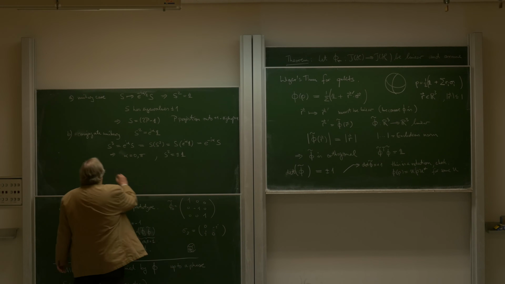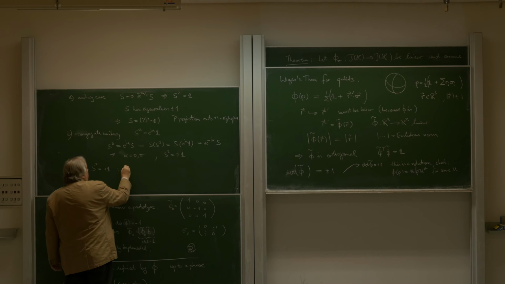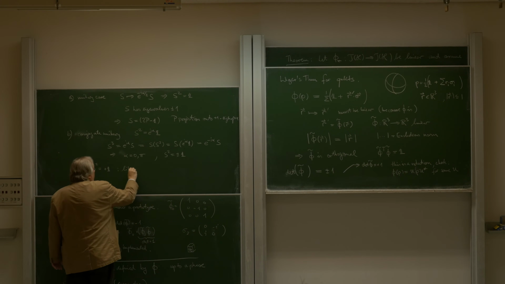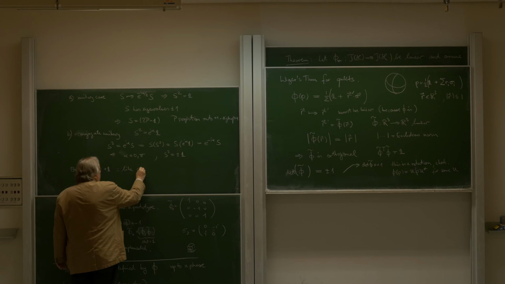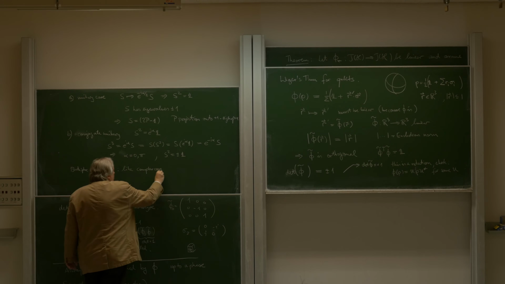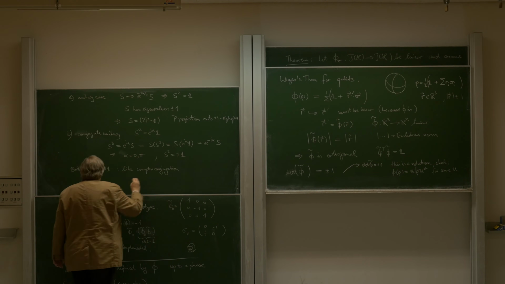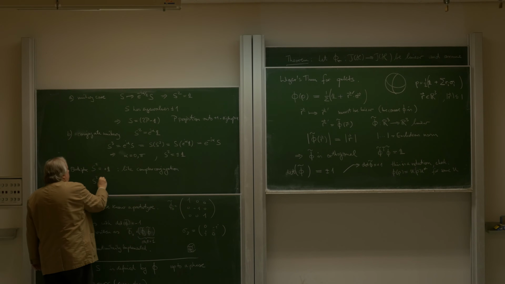So in the Bloch sphere, S squared is 1 plus 1. This is like complex conjugation. And S squared is minus 1.